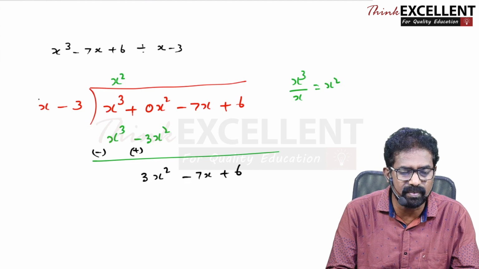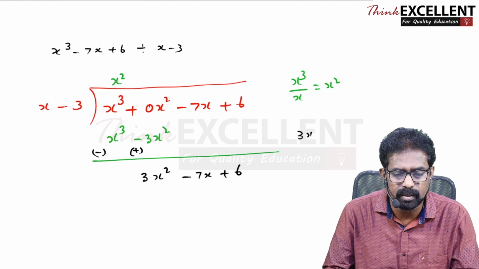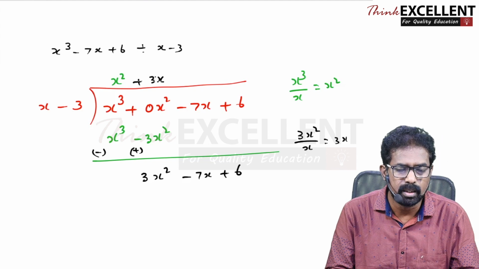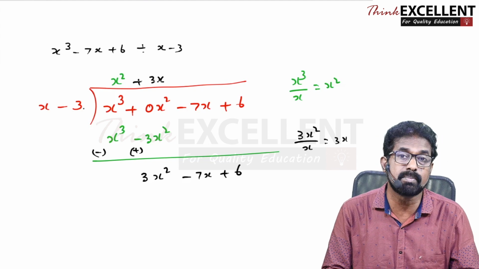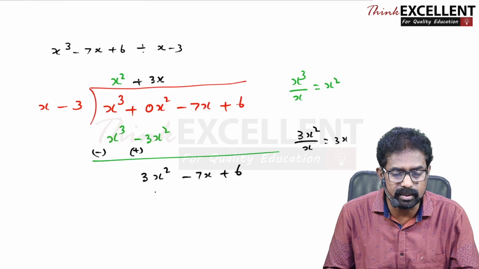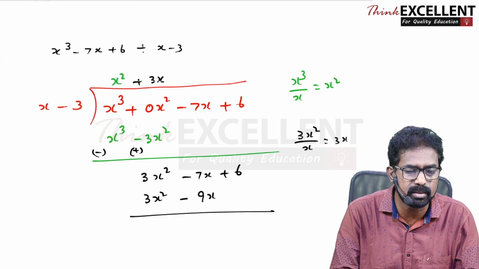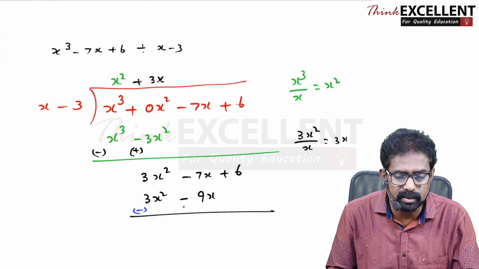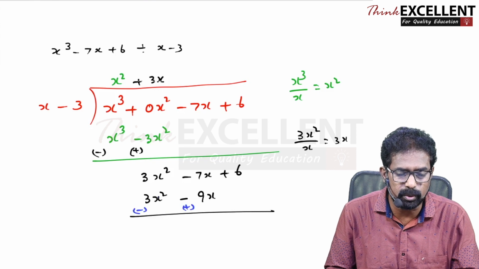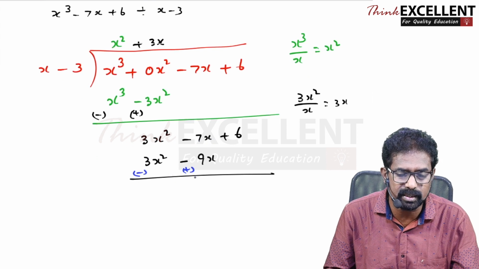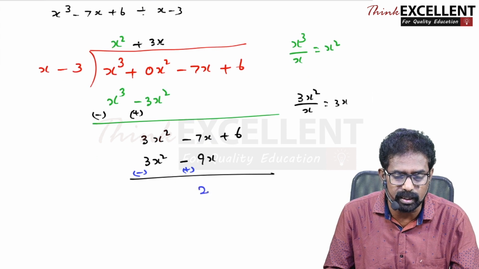Again this first term by first term. That is 3x square divided by x. 1x gets cancelled, you are getting 3x. So right here plus 3x you write. Now by that 3x you multiply both terms of x minus 3. 3x into x, it is 3x square. Plus into minus is minus, 3 3s are 9x, right? So again subtract it. So change the sign, the minus becomes plus. So here both the terms get cancelled, 3x square cancels, minus 7x plus 9x, you are getting 2x, right?